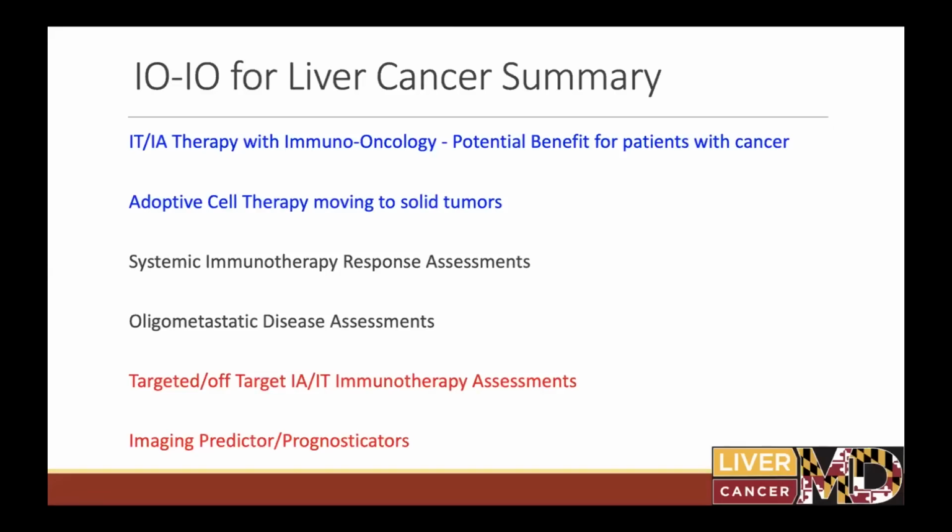So putting it all together as a summary, I think that immunotherapy and interventional oncology therapies are here to stay, and there's tremendous potential to benefit our patients with liver cancer. I think adoptive cell therapy is also incredibly interesting for solid tumor liver cancer. I think it's coming, it's already here, and we will get a lot more robust data out there. We should pay attention to oligometastatic disease, even in liver cancer patients, but there are a lot more things that we need to look into.